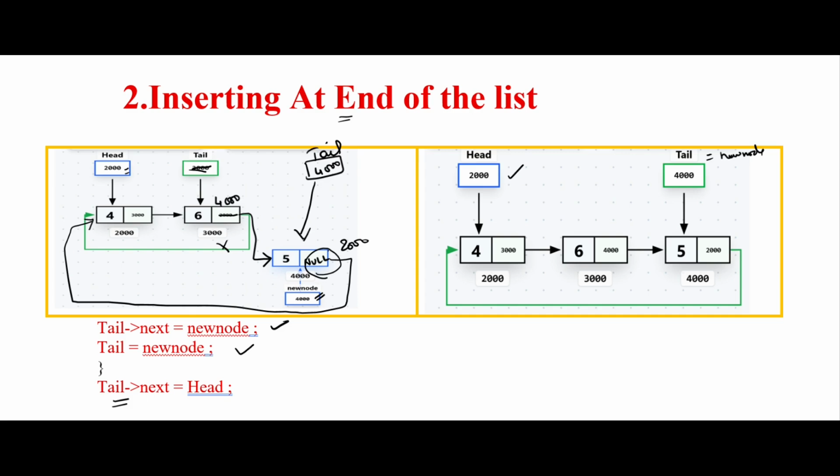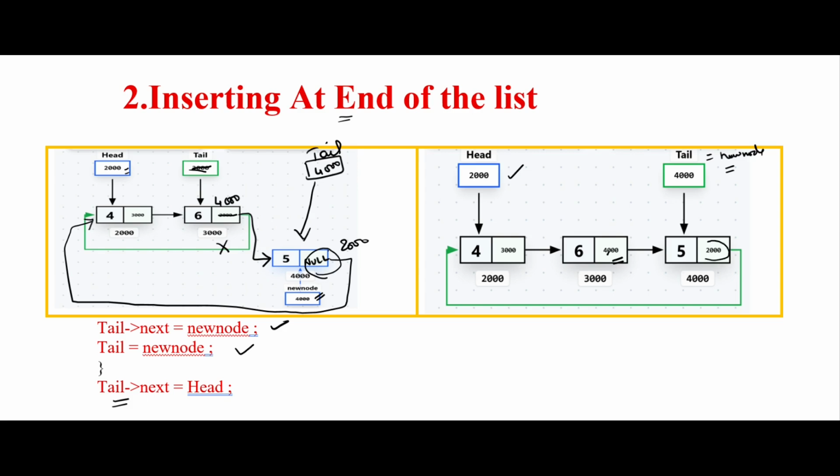Okay, so this link will be cancelled because it is connected to 4000. Now you see here, one by one, let us check this one. Tail of next is equal to new node. Yes, previously tail of next was equal to 4000, and now tail is equal to new node. That assignment we have also done.